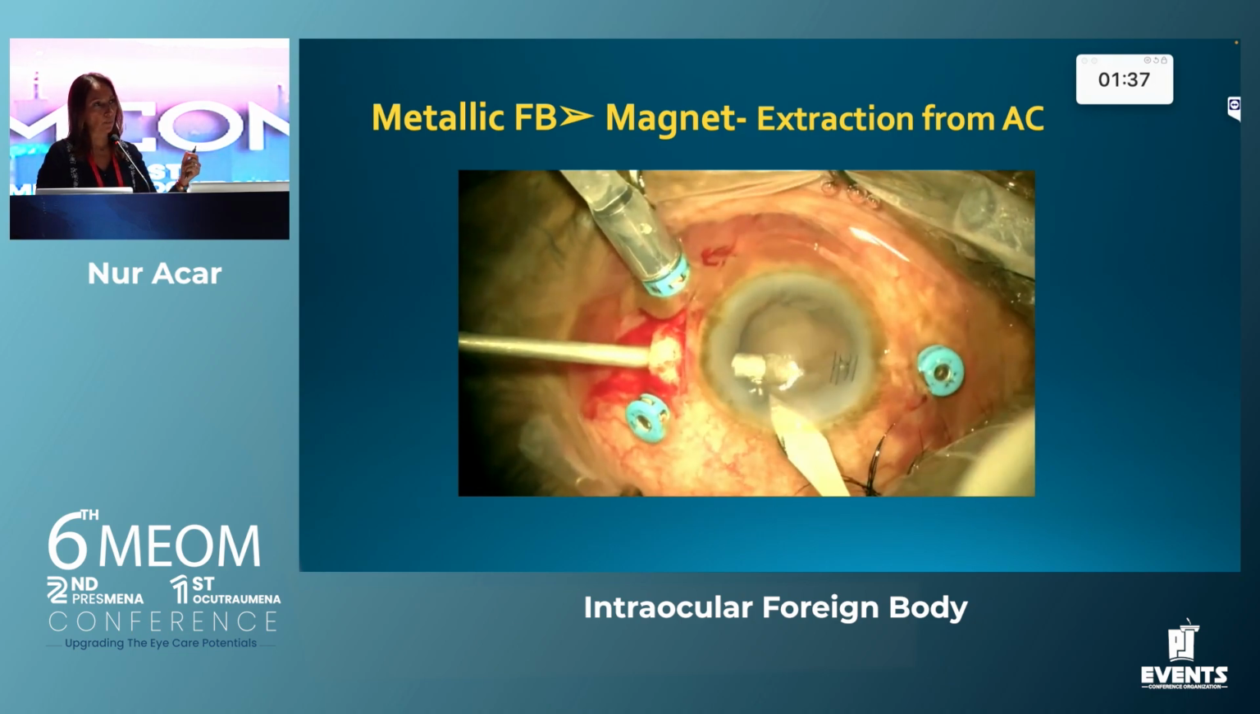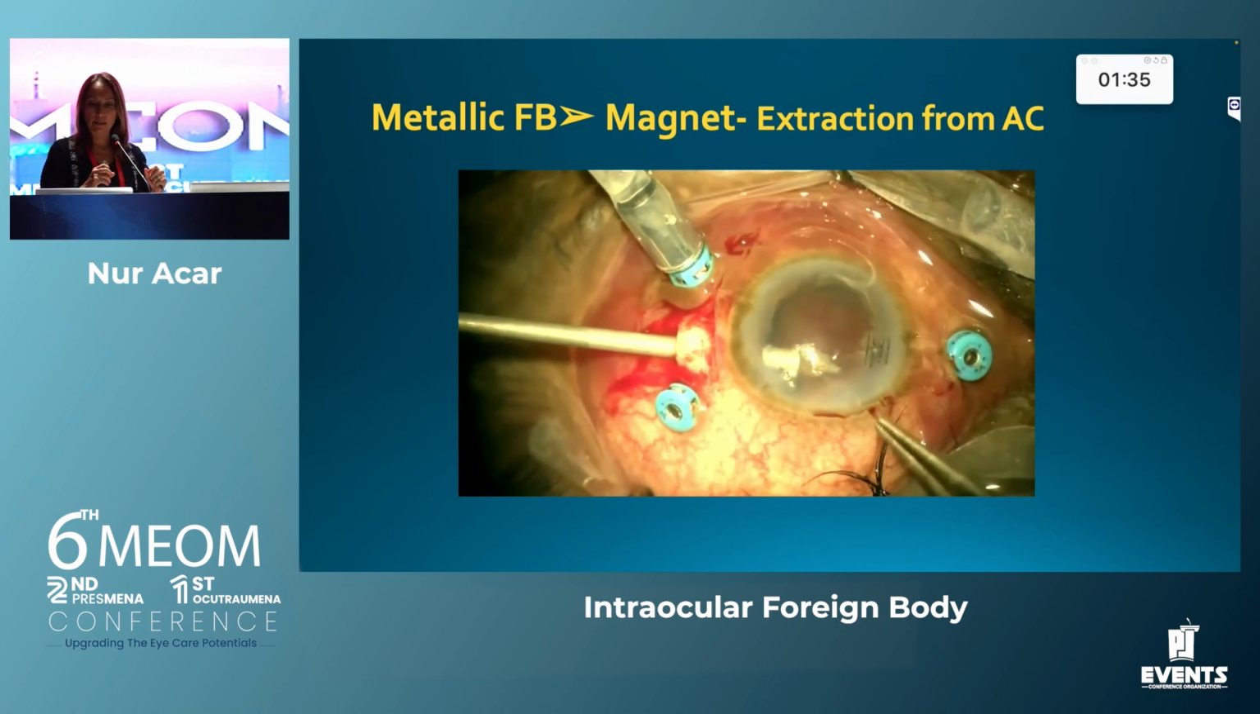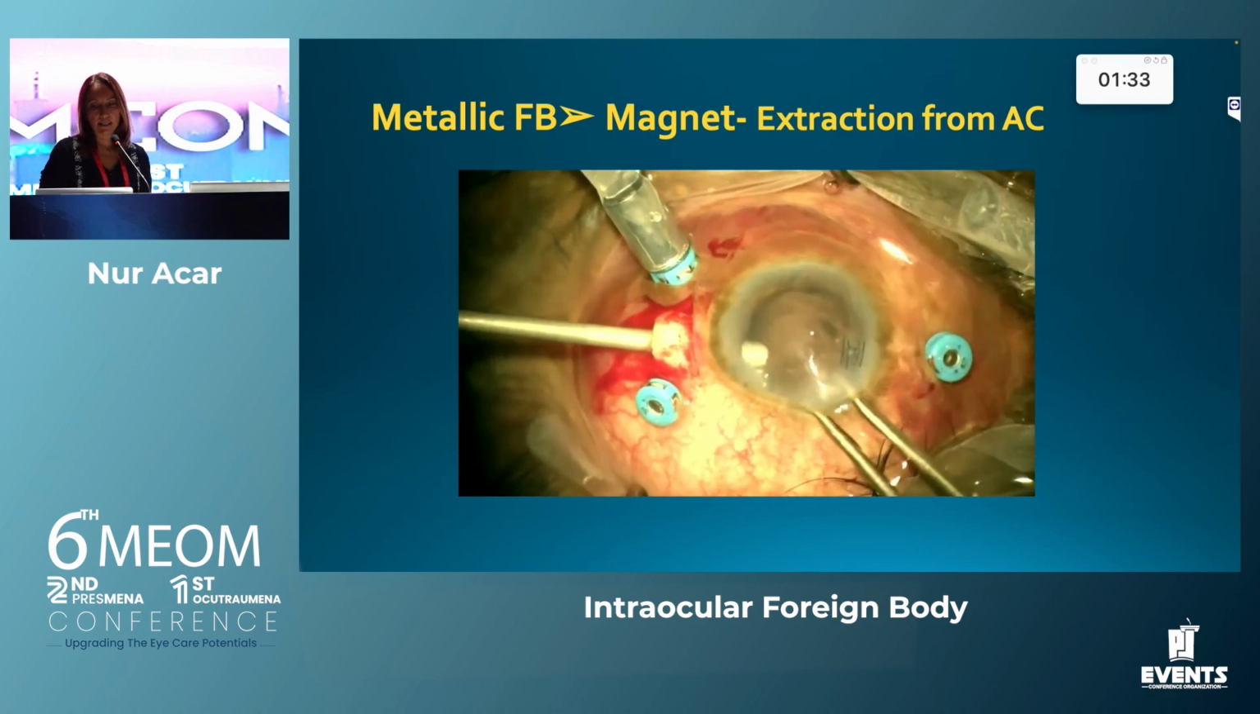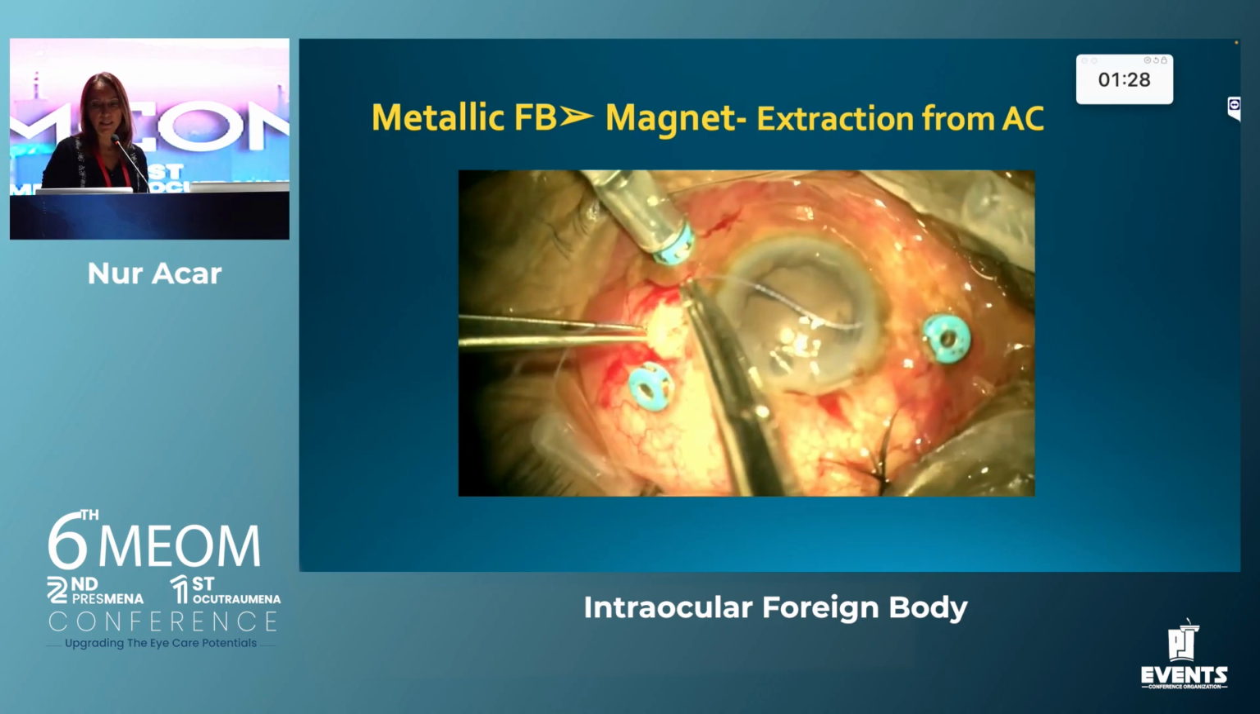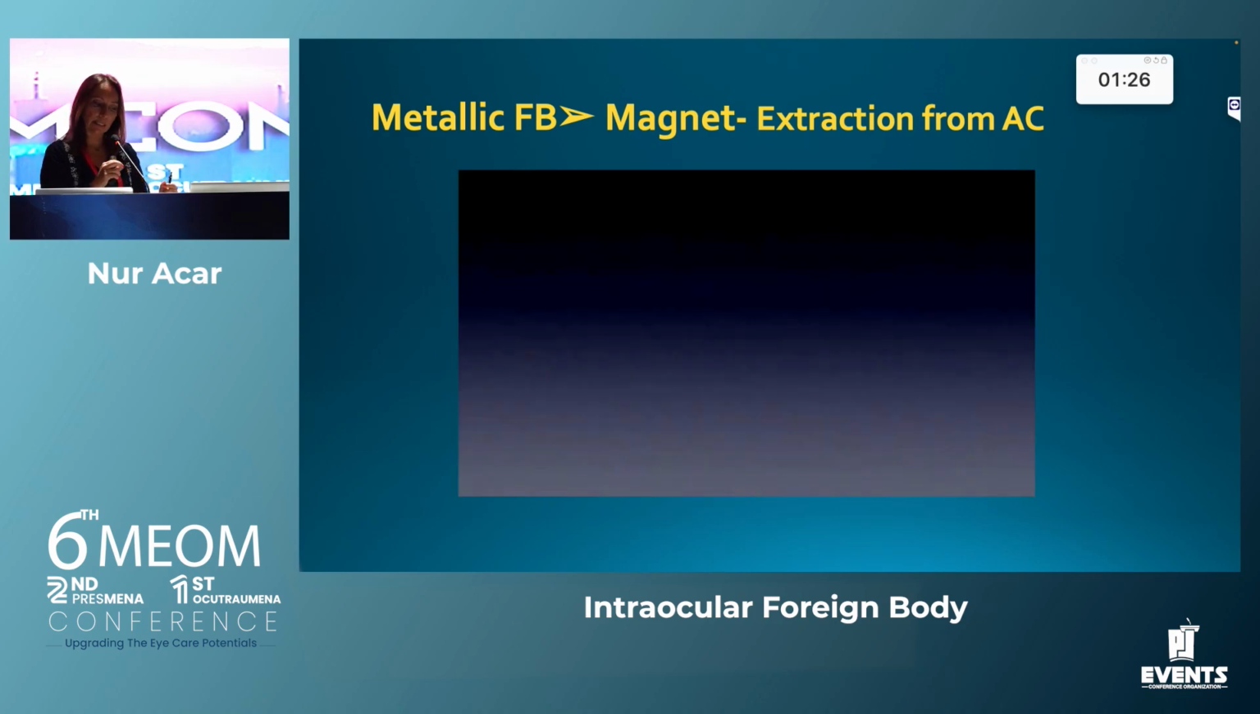Sometimes I like to open another wound, so as not to damage the trocar area. As you can see, with the magnet you can lift it and put it onto the iris, but sometimes it is stuck. You need to go with the forceps and remove it.